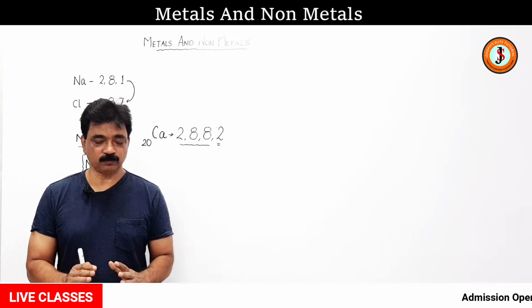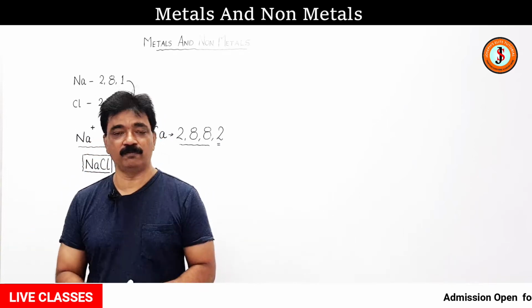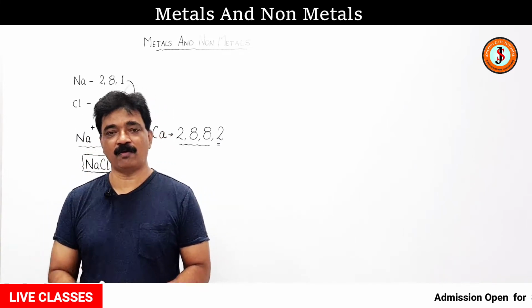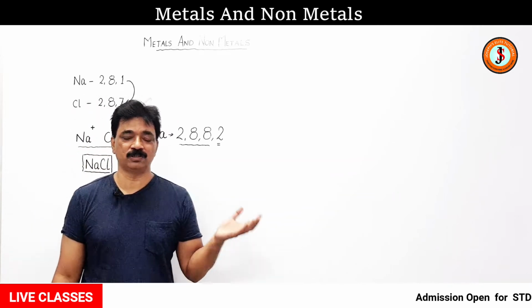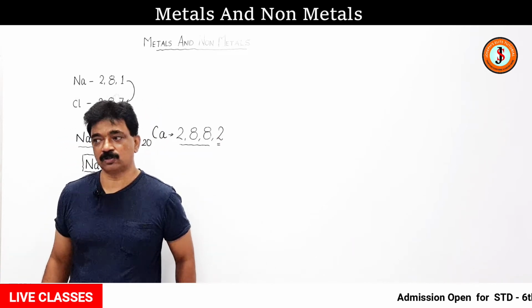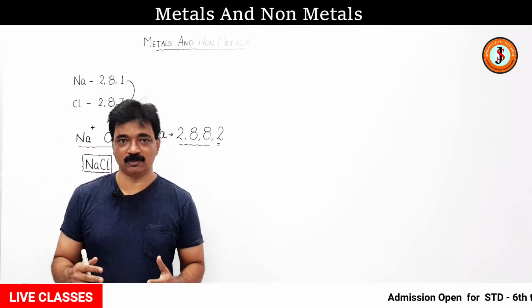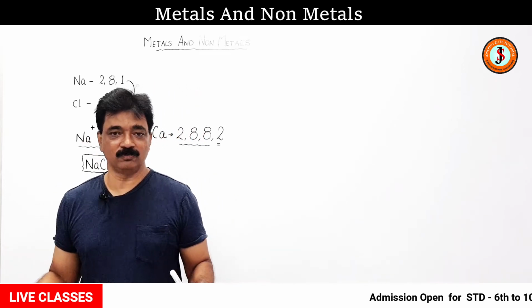So that is the first part which you have to understand. In a general way, metals will have 1, 2 or 3 electrons in their outermost orbit, with the exceptions hydrogen and helium, and non-metals will have 4, 5, 6, 7, 8 electrons. However, there is another exception. When you are dealing with board examination, the general question will come.